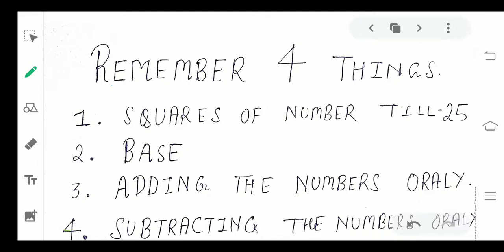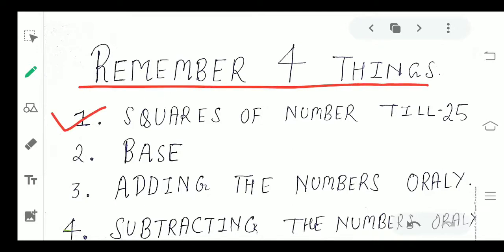We have to remember four things. First, the square of numbers till 25. For example, the square of 13 is 169, the square of 17 is 289, the square of 19 is 361, and many more. Second step, we need to know the base of the number for which we have to calculate the square. Later on I will let you know how to calculate the base of any number.